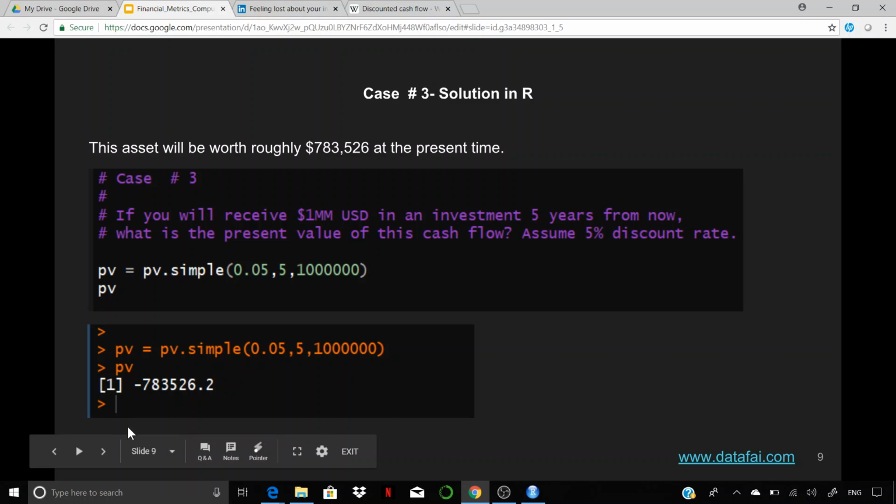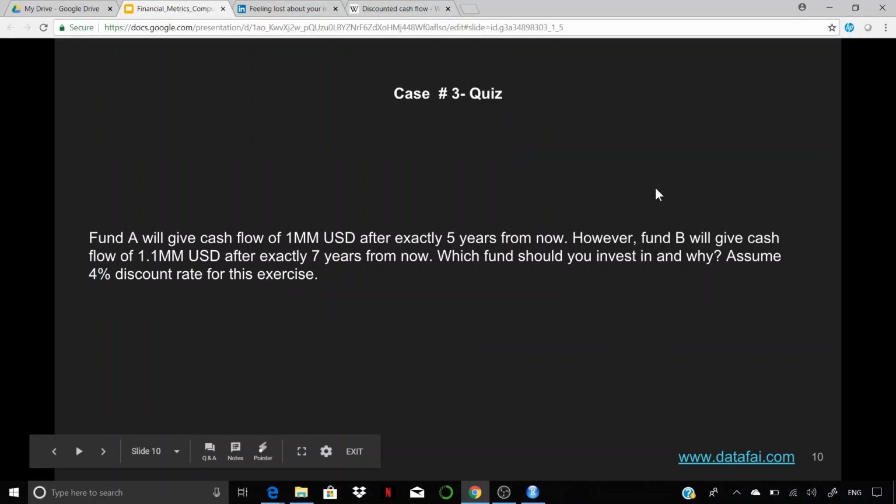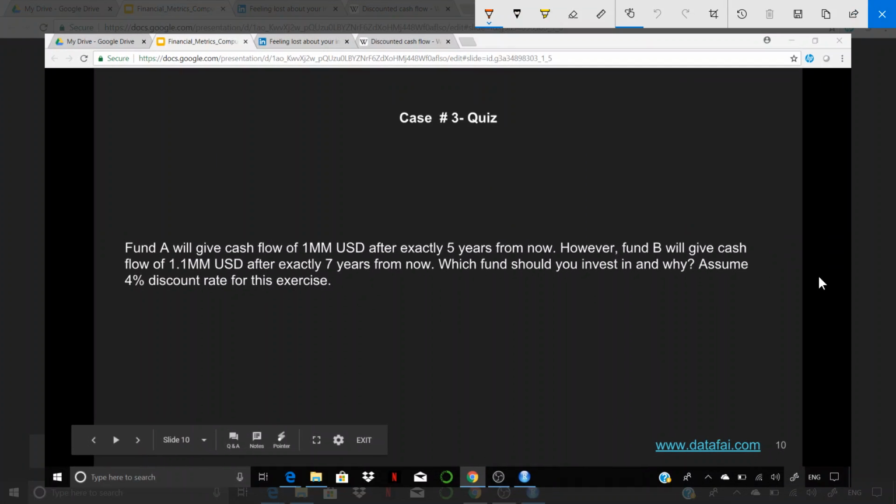So now let me step back into the presentation and talk about the quiz 3, which is exactly what I've told you. But let me just try to build a little bit more clarity over here. So you have two funds, and fund A will give you $1 million 5 years from now. Fund B will give $1.1 million 7 years from now, right?